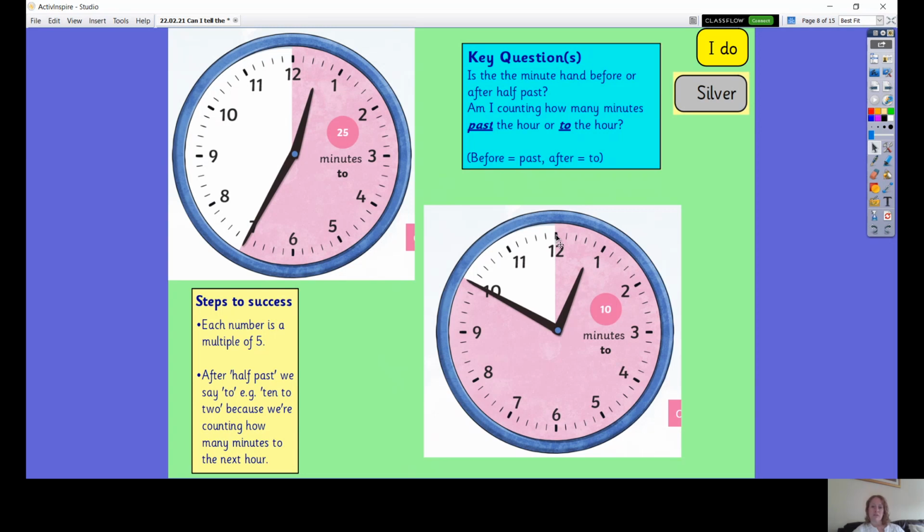We could count round how many minutes past 12 it is, and that would be 5, 10, 15, 20, 25, 30, 35, 40, 45, 50. So we could say it's 50 minutes past 12. And when it's digital time, we would write 12:50. But when we're telling the time on these kind of clocks, which are called analog clocks, then we don't say it's 50 minutes past 12, because that just takes ages to count round. We can easily see it's 10 minutes to 1, okay, because that's a quicker, easier way to tell the time.